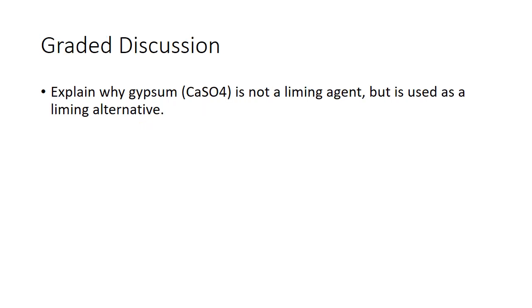All right, now the graded discussion from this lecture, I want you to explain why gypsum, calcium sulfate, is not a liming agent, but is used as a liming alternative. So why is it not a liming agent, but is used as a liming alternative? Explain that in the graded discussion on Canvas, and that will conclude this lecture.